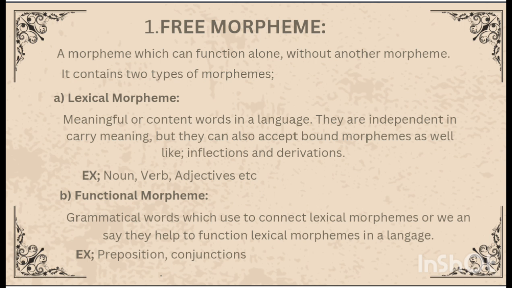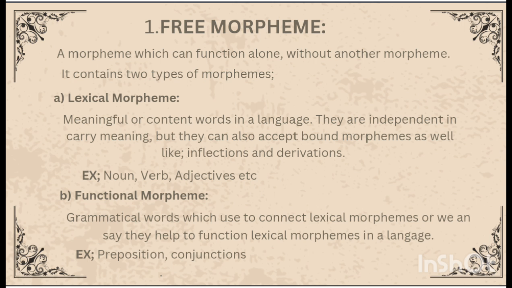And the second type of free morpheme is functional morpheme. Functional morphemes are also known as grammatical morphemes. Why? Because they help to connect those lexical morphemes in a language, like prepositions and conjunctions. These are all functional morphemes. Why? Because they function to connect all the meaningful words or lexical morphemes in a language. They control the language by connecting them to each other.